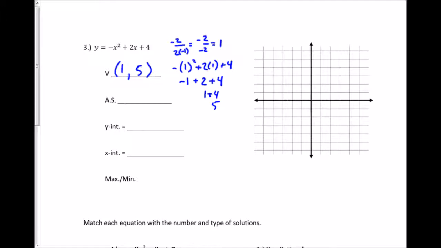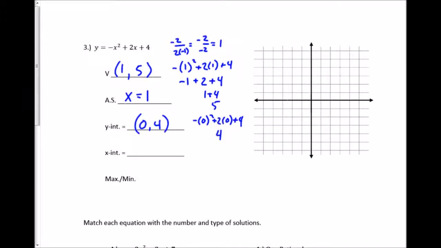The axis of symmetry is always x equals the x value from the vertex. The y-intercept, once again, I plug a 0 in for x. So if I have a 0 squared plus 2 times 0 plus 4, again, it's just the constant term. It's the c value, and that's the ordered pair 0, 4, 0 for x, 4 for y.